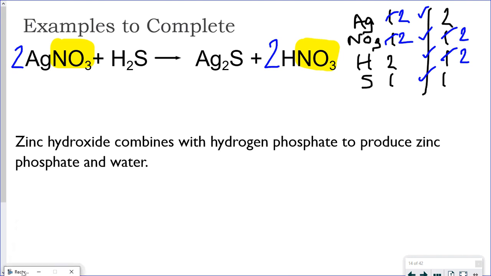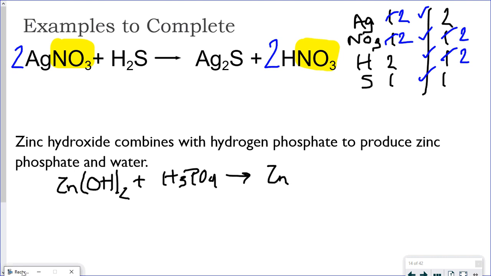We have zinc hydroxide, so zinc and hydroxide. Remember, zinc is a positive 2 charge, while hydroxide is a negative 1, so it'll be Zn(OH)2. Combines with hydrogen phosphate. Now hydrogen is a positive 1 charge, phosphate's a negative 3, so it'll be H3PO4 to produce zinc phosphate. So remember, phosphate's negative 3, while zinc is a positive 2, and water.